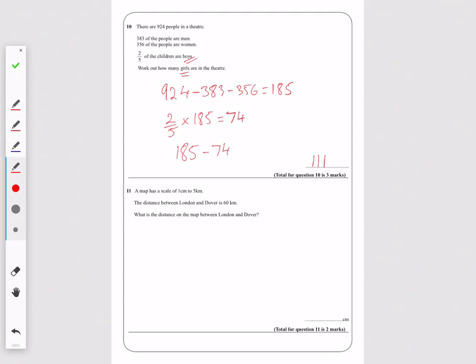Question 11. A map has a scale of 1 centimetre to 5 kilometres. The distance between London and Dover is 60 kilometres. What is the distance between London and Dover on the map? So we need to do 60 divided by 5, which would be 12. So every 5 kilometres is worth 1 centimetre, and there are 12 fives in 60, so that would be 12 centimetres on the map.